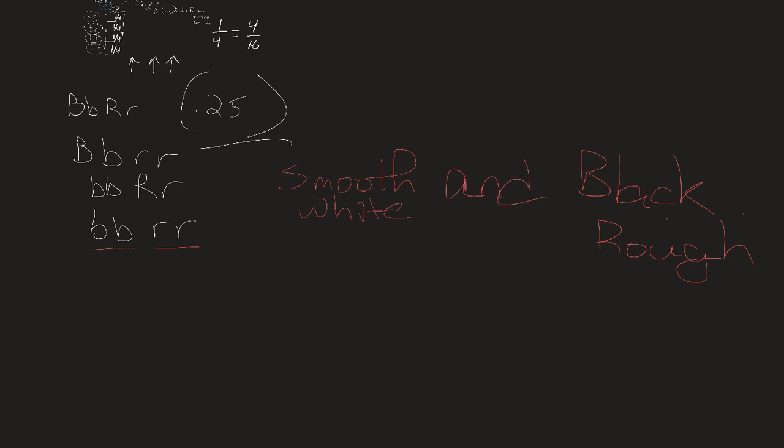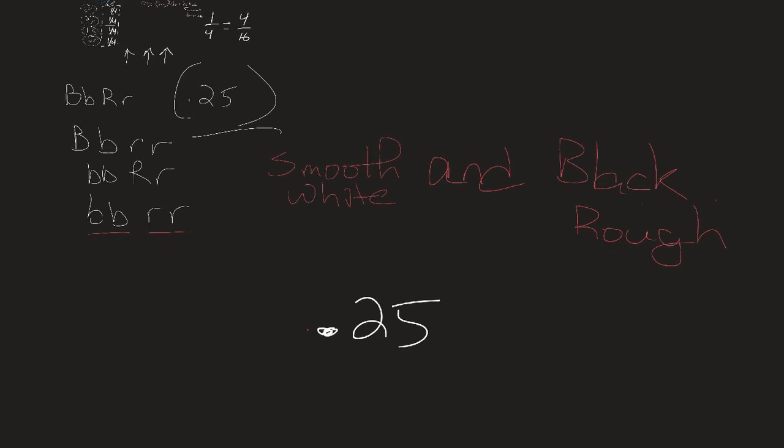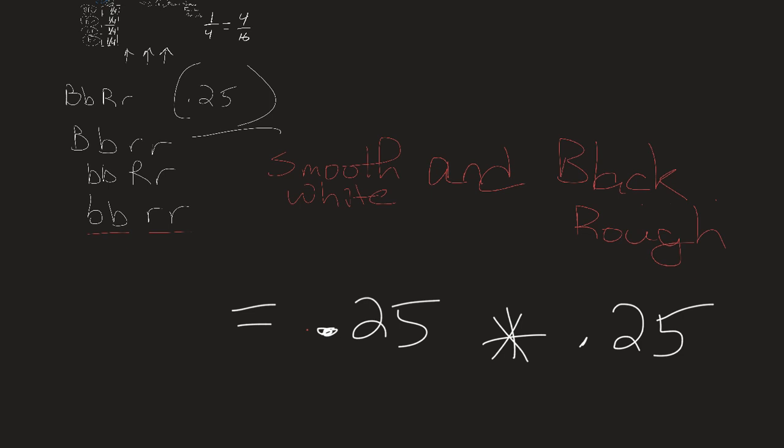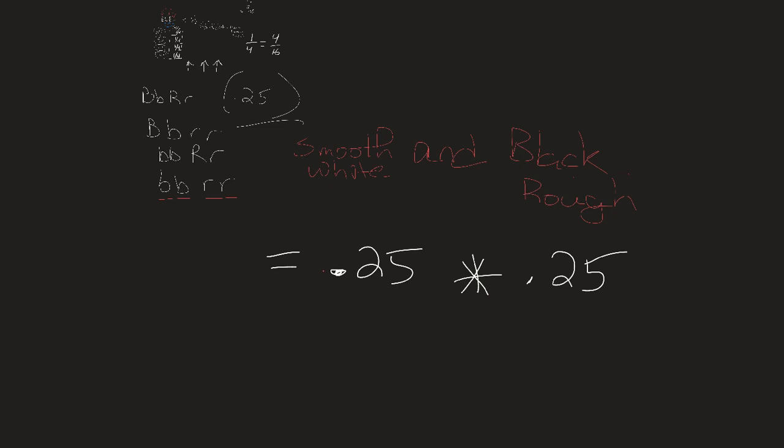So the chances of getting smooth and white is 25%. That's easy. And the chances of getting black and rough is 25%. So it's and. So those two multiplied times each other gives you the chances of getting 2 kids in that order, right? So consider that when you're doing these problems. This kind of math really saves you a lot of time on a test. It's very, very time oriented.